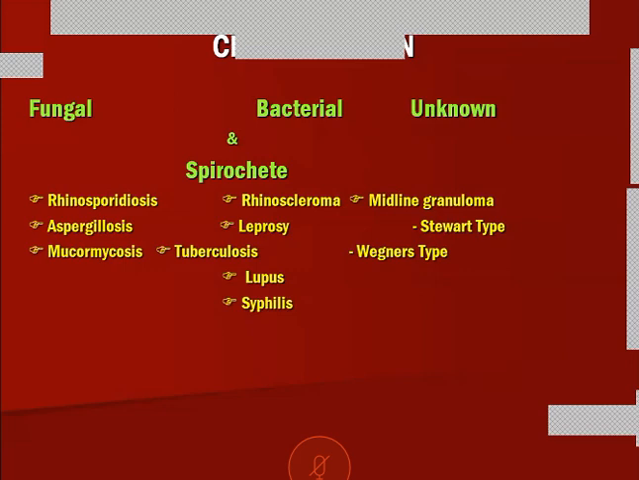And then, if you go to the bacterial diseases, there is rhinoscleroma, lepromatous leprosy, tuberculosis of the nose, and then lupus. Lupus is another form of tuberculosis, a milder form that manifests locally. And then syphilis is a spirochetal disorder, which we are not seeing nowadays. After the invention of penicillin, the incidence of syphilis has come down drastically. And then there are unknown lesions.